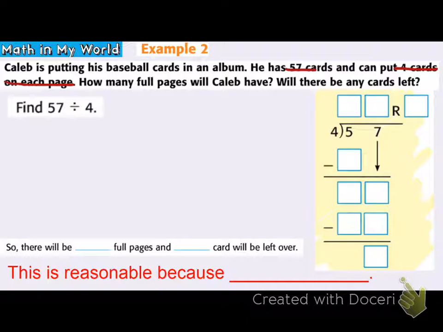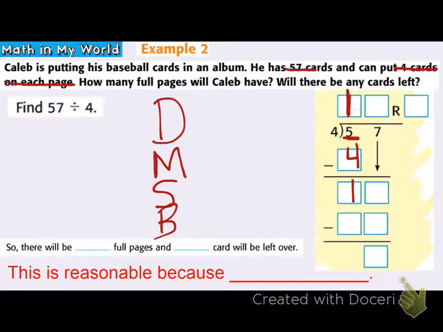Well, starting with step 1, which is divide. 4 divides into 5. 4 times 2 is 8. I can't use 2. It's bigger than 5, so I know it's 1. Divide. So dad, mom. Multiply is next. 4 times 1. Well, I know 4 times 1 is 4. So I can subtract the 4. 1's left over. Dad, mom, sister, and then bring down. That's 7. Go back to divide.